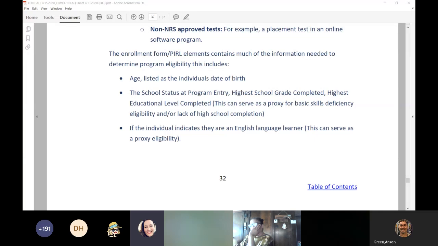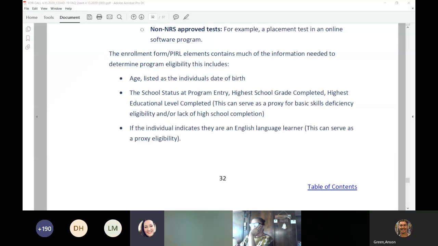When we do a non-NRS approved test, does that still prevent us from putting them into a class, but helps us in determining what class they will eventually go into? Correct. Correct. And it serves two purposes. I'm glad that's a really good question, Lewis. And we talk about this later in the FAQ as well.